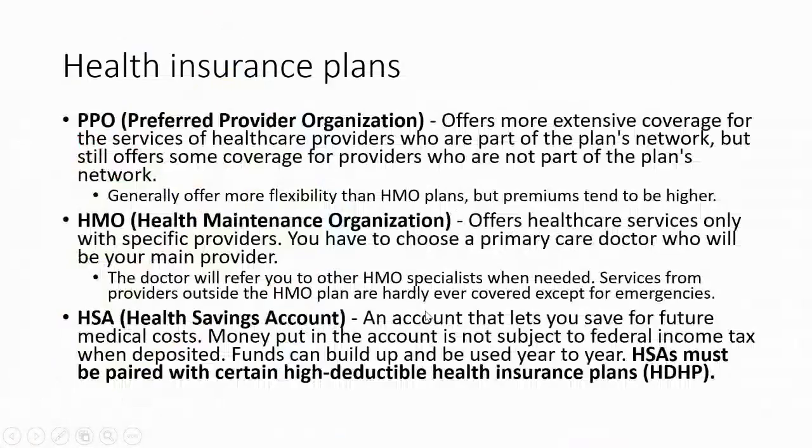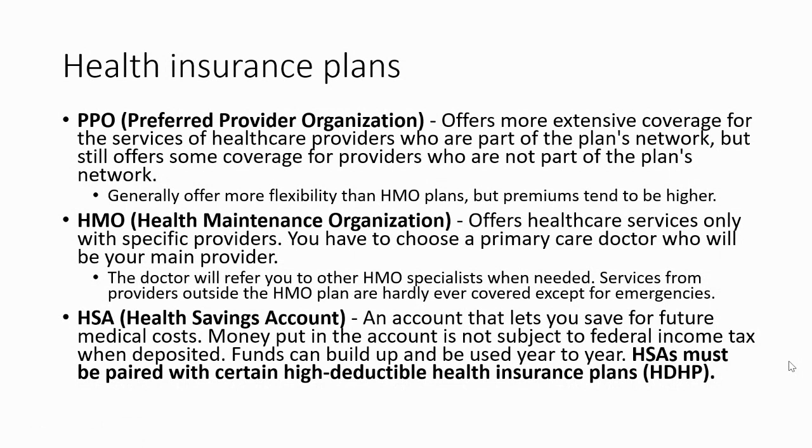There are different health insurance plans in the U.S. One is a PPO, which stands for preferred provider organization. Under this plan, it offers more extensive coverage for healthcare services from providers who are part of the plan's network. There is still some coverage for providers who are out of network, but generally it is more expensive. A PPO generally offers more flexibility, but premiums and costs tend to be higher.